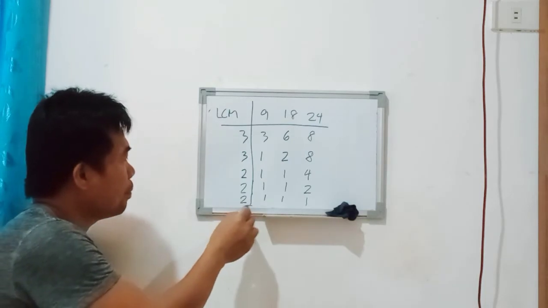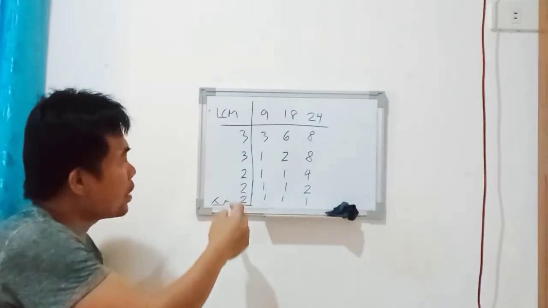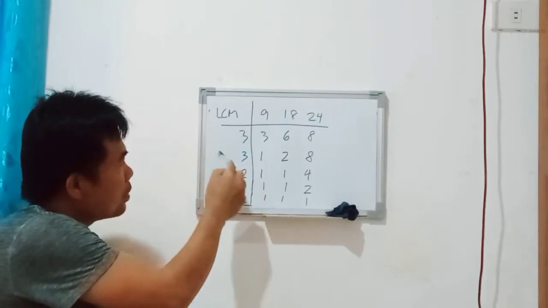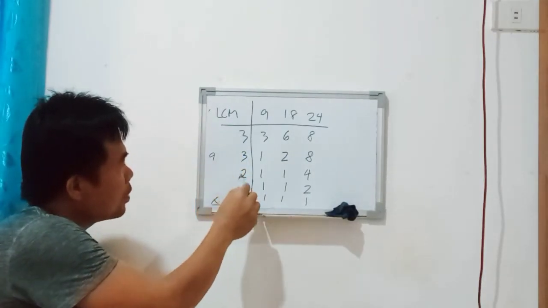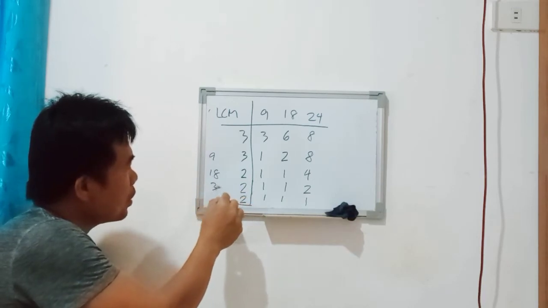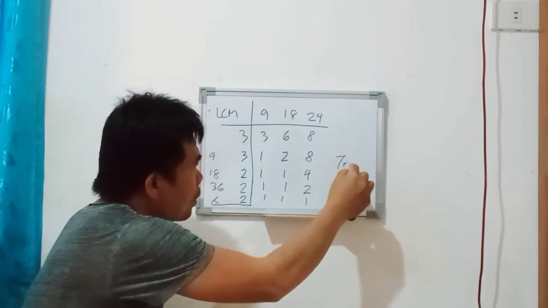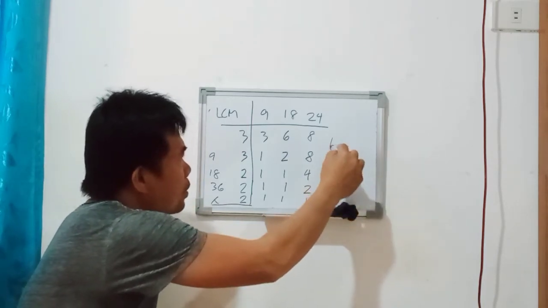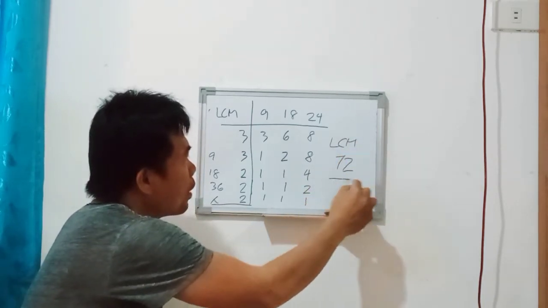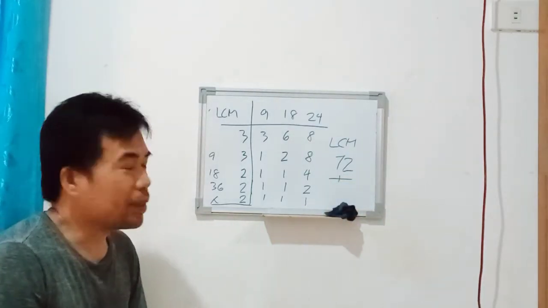So next step, we multiply these numbers on the left side. 3 times 3 is 9. 9 times 2 is 18. 18 times 2 is 36. 36 times 2 is 72. So the LCM is 72. So it's the same answer as the listing method.